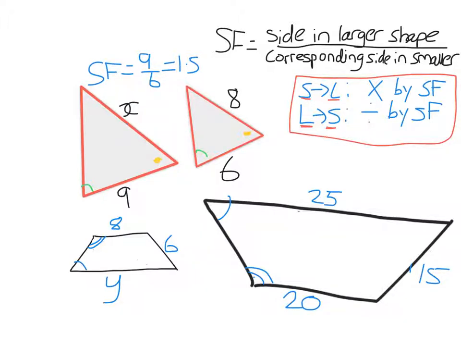So we times by the scale factor. We take the side in the smaller shape times by the scale factor. x is 8 times 1.5, or 12 units. So let's now look at the bottom shape.